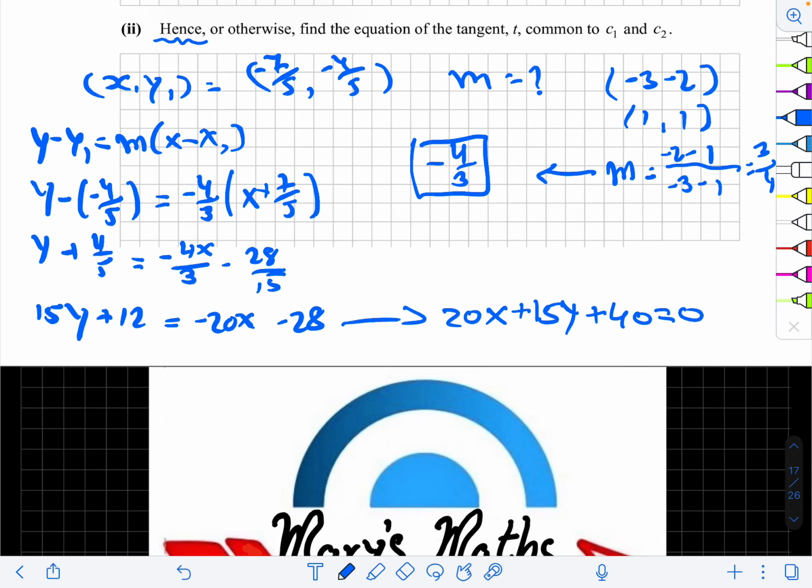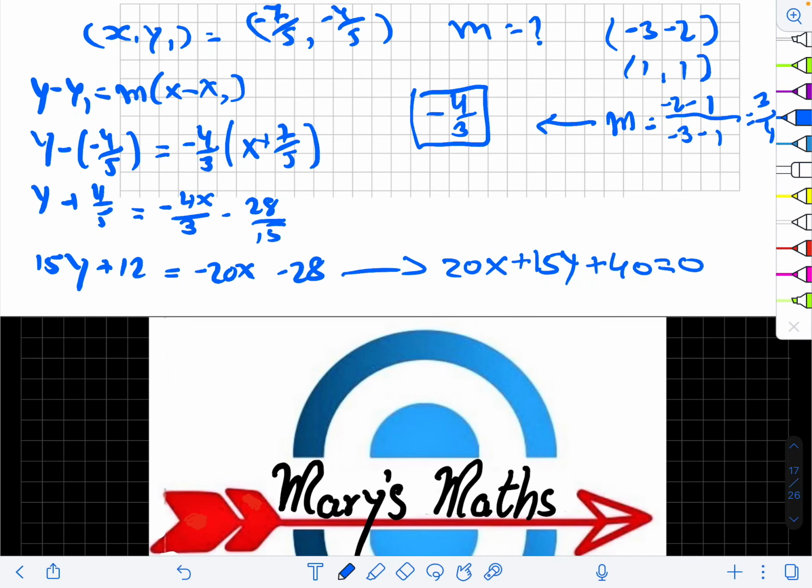And at this stage, if you want to make it smaller, you can divide everything by 5 or whatever you want, and you can have smaller coefficients, but that's okay to leave it in this format also.